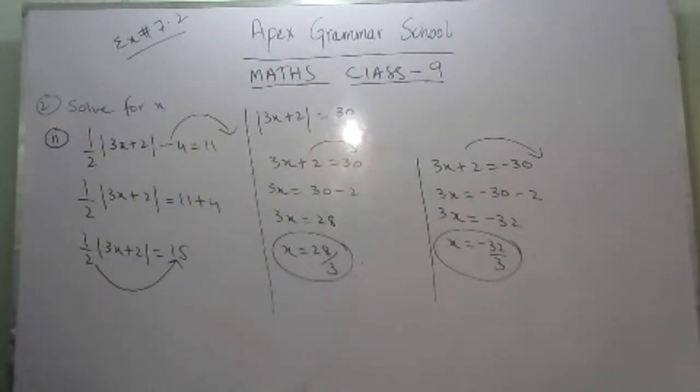This was part number 2. Part number 3 is just like part number 1. Part number 1 and part number 3 are the same, so you can easily do this. Now for part number 4.